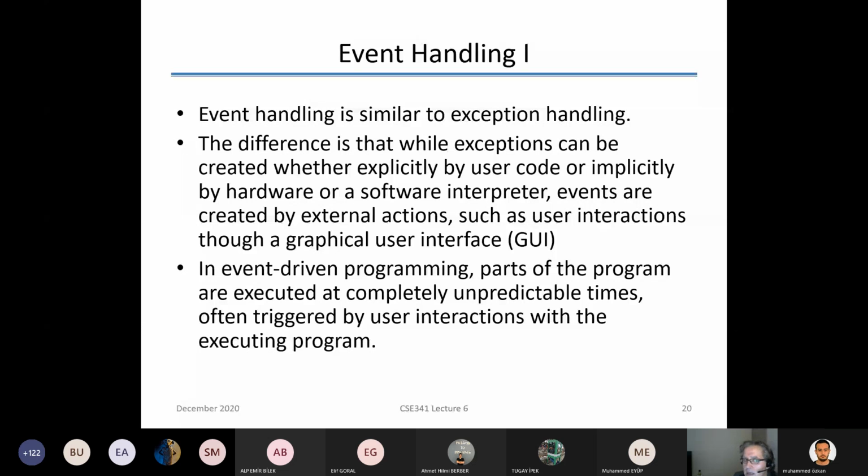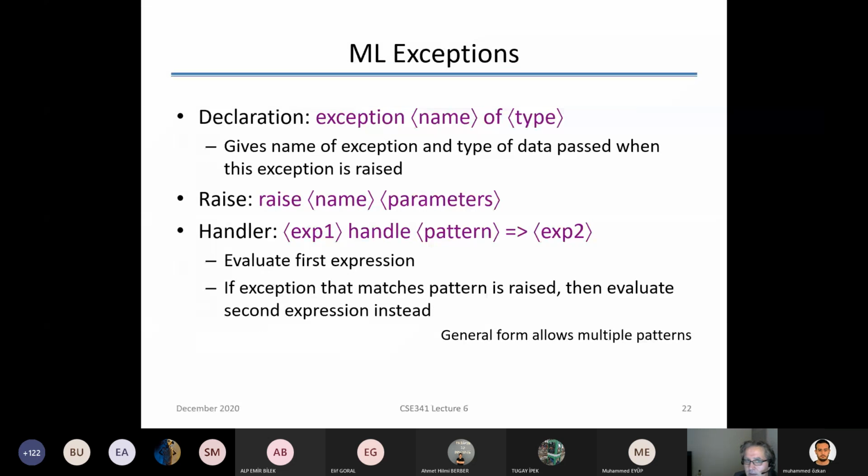ML has this type of exception handling. It has a declaration, very similar to a type declaration. It has exception, name, and it will have a type. An exception can have a type. It gives the name of an exception and a type of data passed when this exception is actually raised. And the raising happens with a raise command like this. Raise the name of the exception and the parameters to be passed to the handler. And the handler is, you have exception.